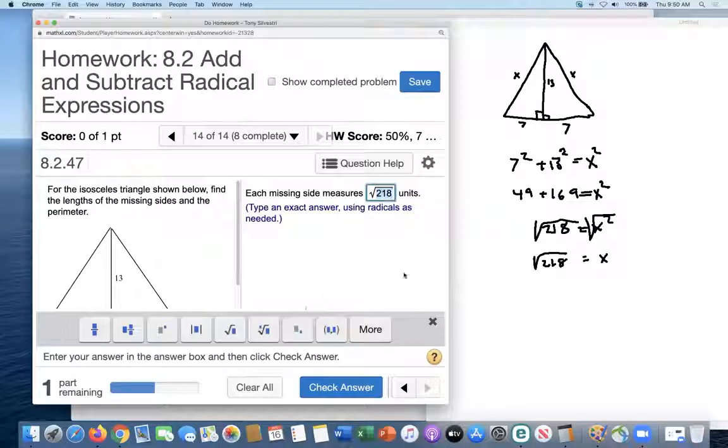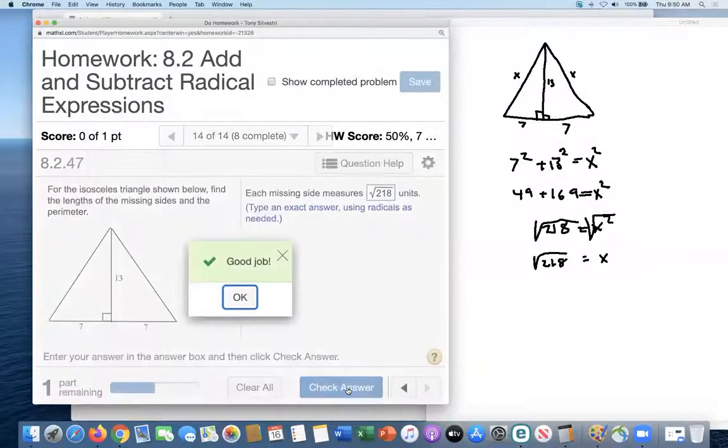The one issue I have here is they might not take it if there's a perfect square that goes into 218. So what you're going to need to do is go in that table of square roots of perfect squares and see if you get something that divides into 218. And I don't think there is. So I'm going to check my answer. Good. There you go.